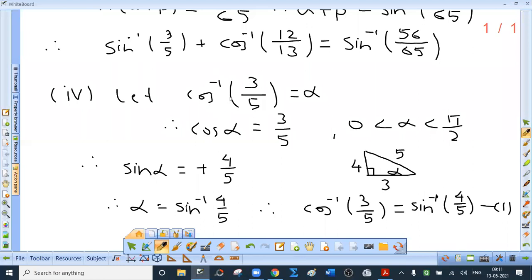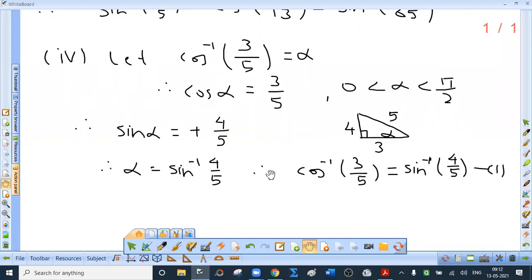Let cos inverse 3 by 5 be alpha. So cos alpha is 3 by 5. As cos is positive, alpha has to lie in the first quadrant, in which the sine ratio is also positive. So from the triangle, what is sine alpha? Plus 4 by 5. So what is alpha? Sine inverse 4 by 5. So we have expressed cos inverse 3 by 5 as sine inverse 4 by 5. Keep the second term as it is. So tell me what will be the left hand side now.